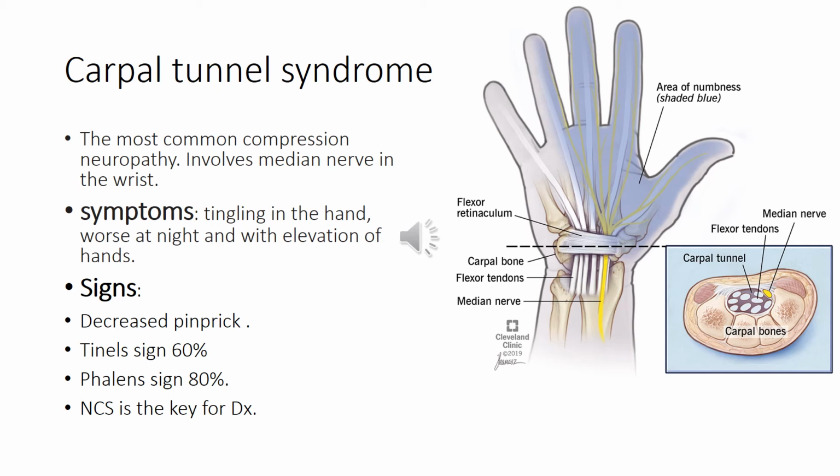Now, what are the signs of carpal tunnel syndrome? Decreased pinprick over the area that is shadowed in the picture on your right hand. Tinel sign will be positive in 60% of patients with carpal tunnel syndrome, Phalen sign in 80% of patients. So this leads us to a conclusion that nerve conduction study is the gold standard investigation for diagnosis of carpal tunnel syndrome.